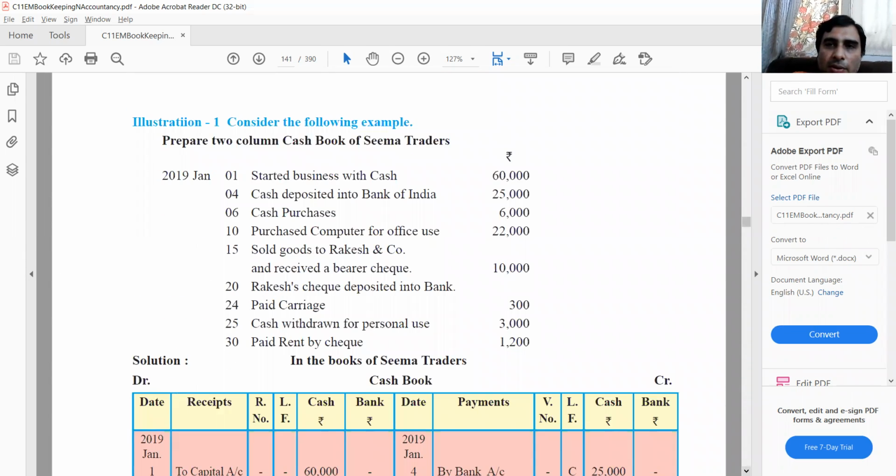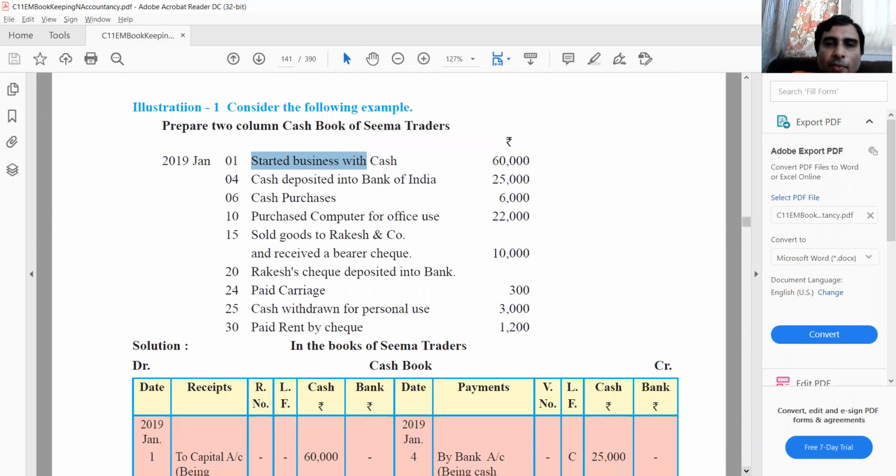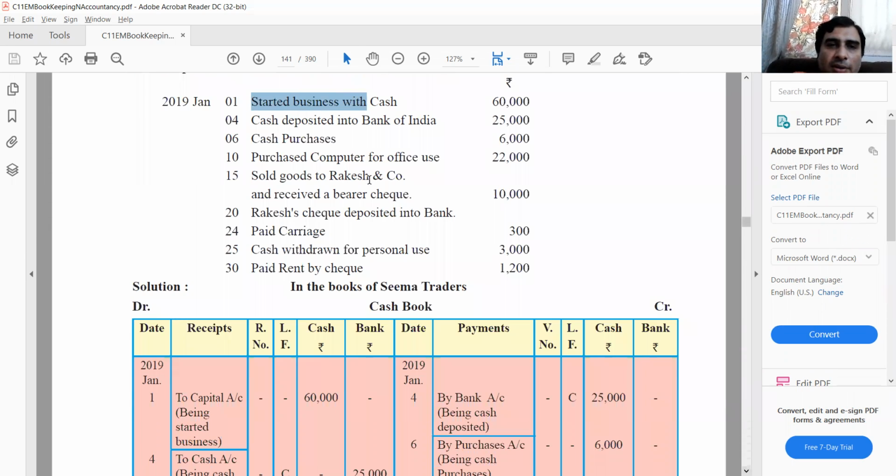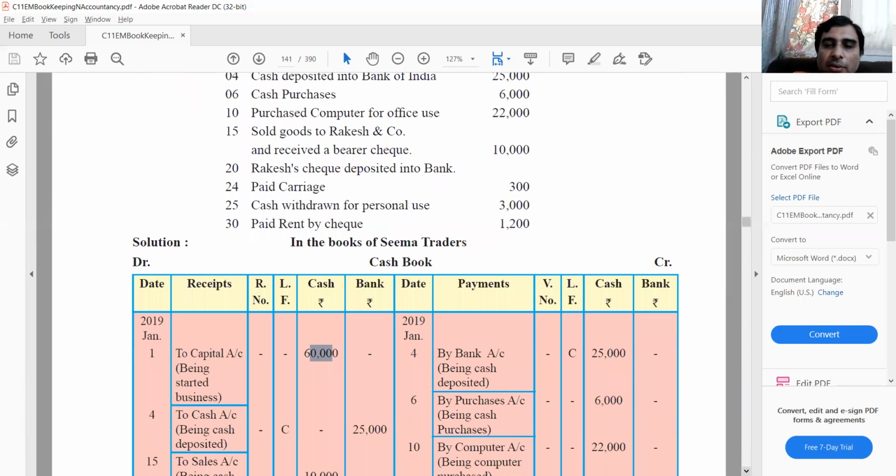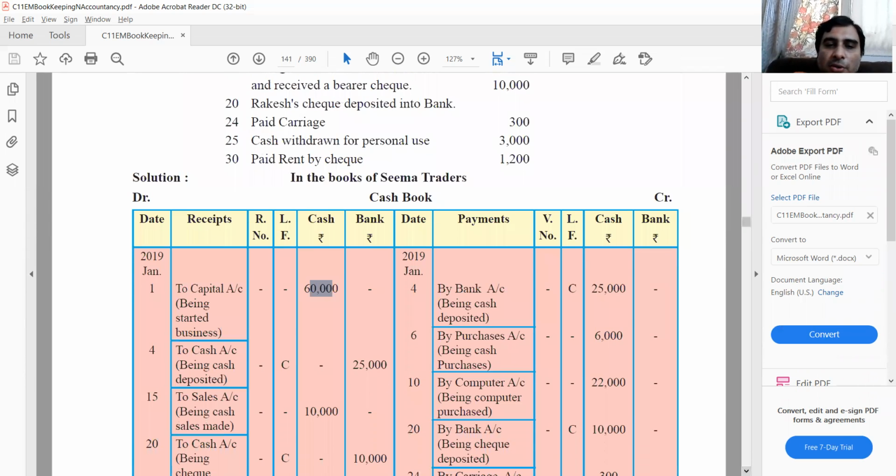So we can go over this one illustration. Prepare a two-column cash book. Started business with cash. So left-hand side cash column. This is the cash column, and you will enter it in this column. Cash deposited into Bank of India. So now this is a contra. So you see the ledger folio. There is a C used, which is contra, which means that there is no ledger in which you will post it. This is from the left side to the right hand side.